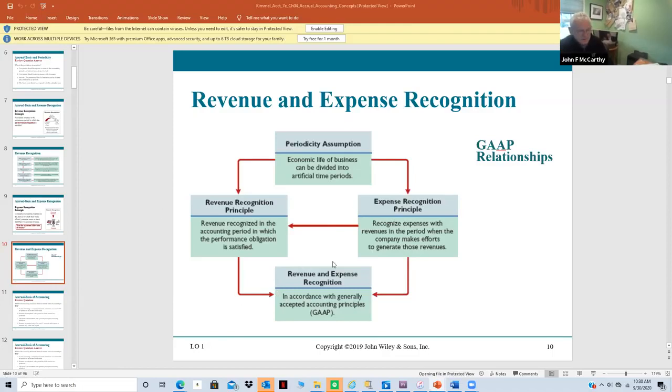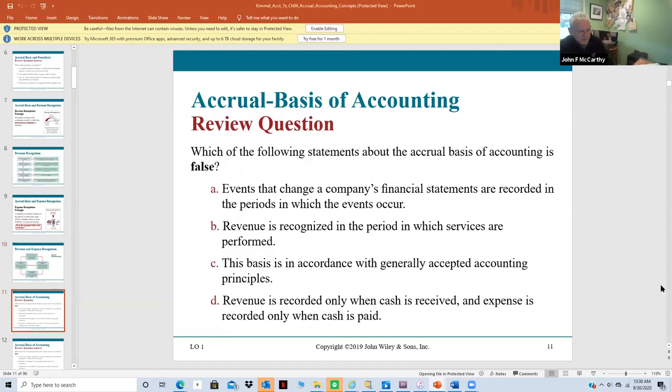Where's my cursor? There it is. So which one's true here? Oh, they're asking for which one is false.